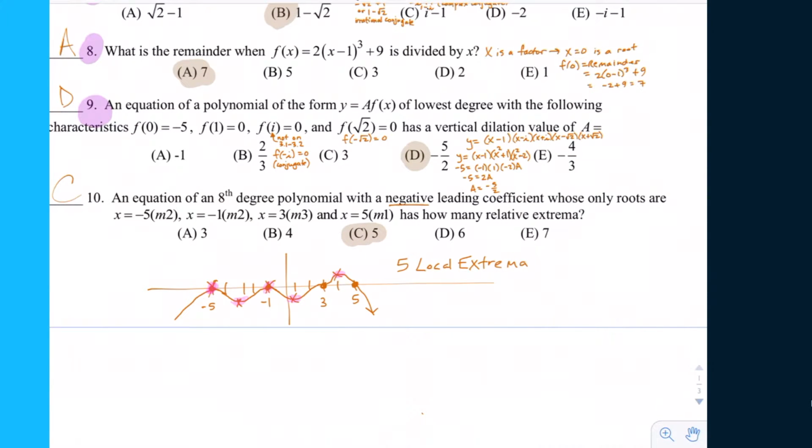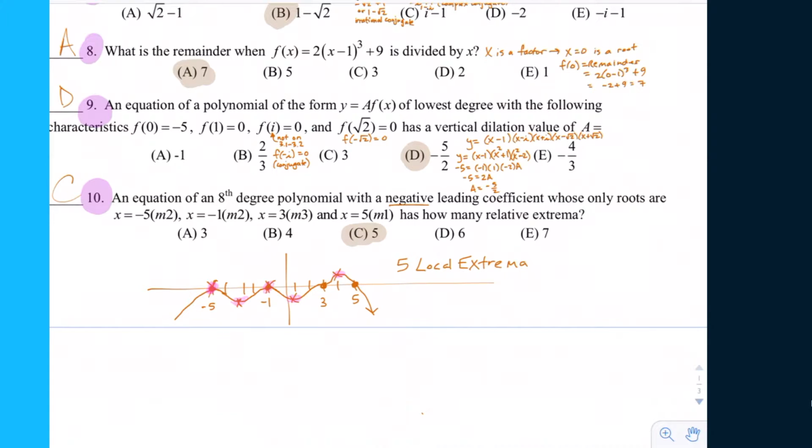And I love, love, love number 10, because it's a simple question. How many relative extrema does the function have? But it does require you to sketch the graph to figure it out, and then you count them. So that basically knows the test. Do you know your multiplicities 1, 2, and 3?